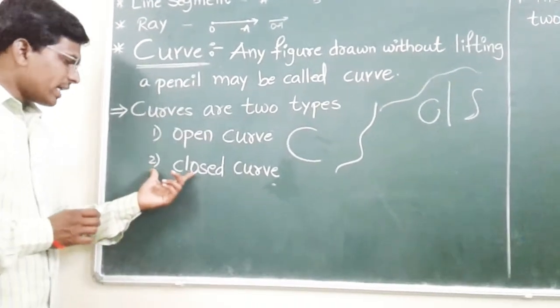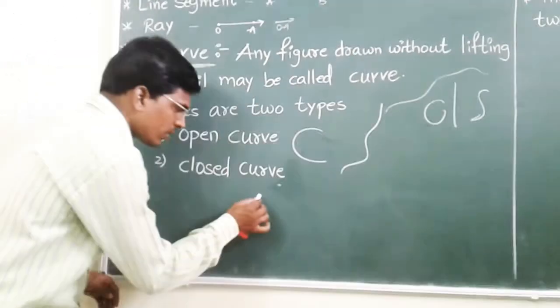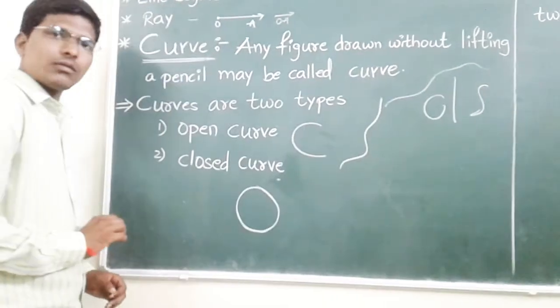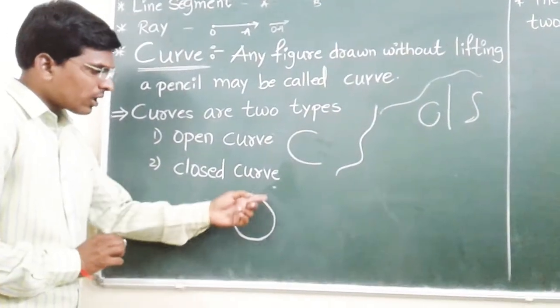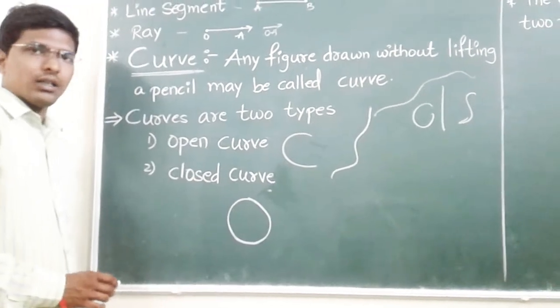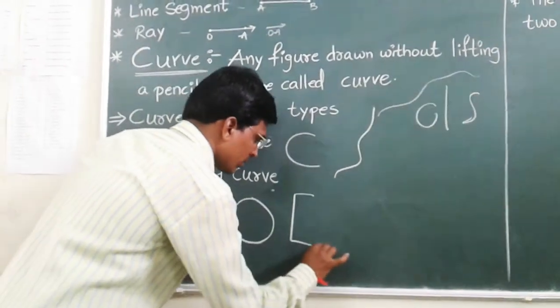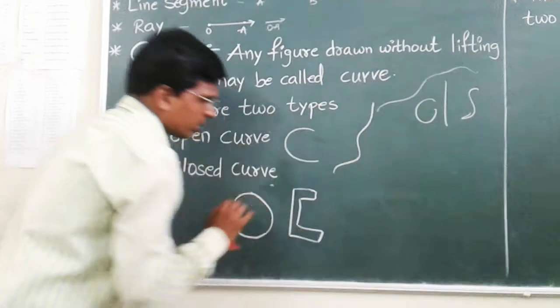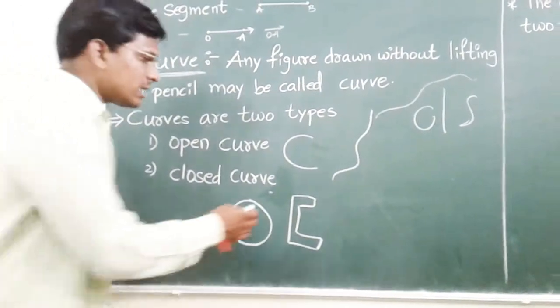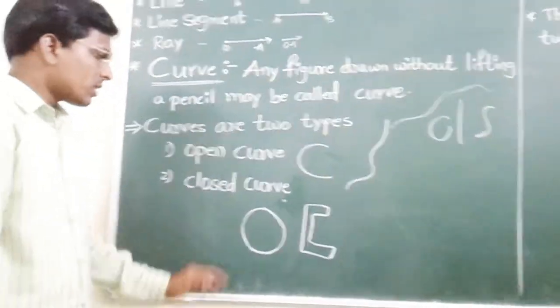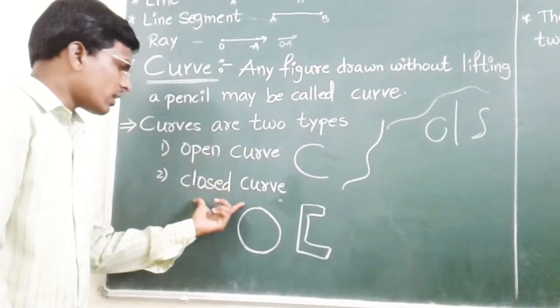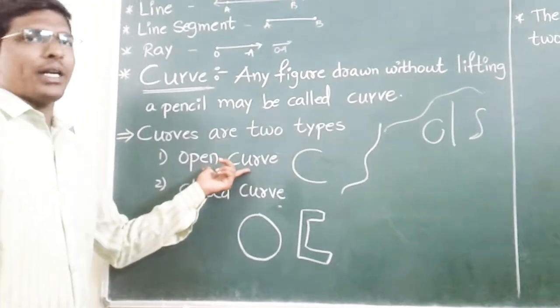For example, the second one, closed curve. What is a closed curve? Like this, this circle is a closed curve. It has no open end. You can take this also; see, this is also a closed curve. It has no open end. Such figures are known as closed curves, and these are known as open curves.